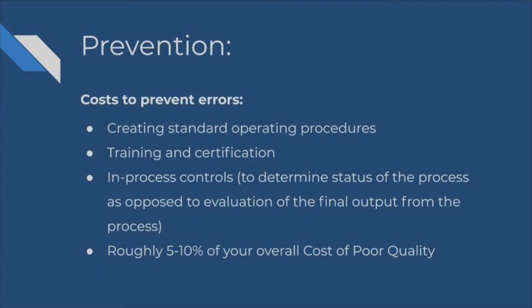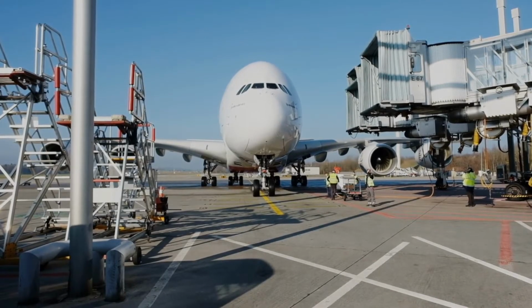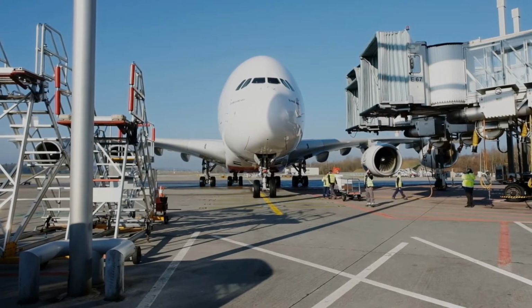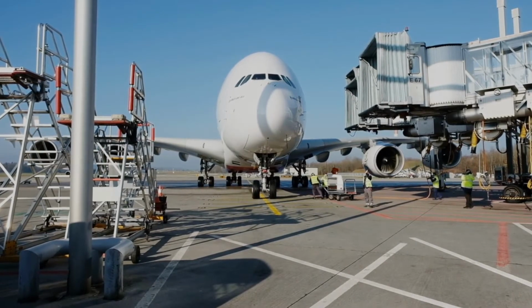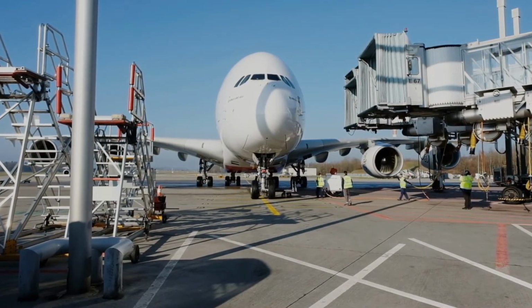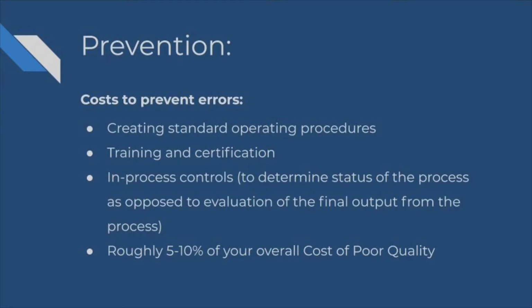The first COPQ type is prevention. These are costs to prevent errors, like creating standard operating procedures, training and certifications, and in-process controls that mistake-proof the process. Prior to processing, prevention costs are about 5 to 10% of your overall cost of poor quality.